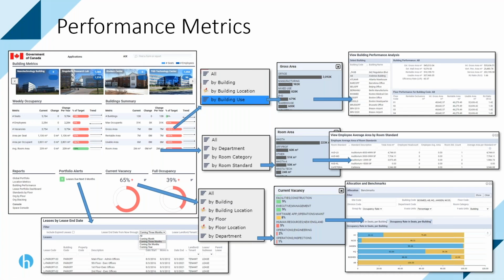So you'll see that there are a series of metrics on this page related to, for example, weekly occupancy and the number of seats or the number of employees you have, the average area per seat, total area, whether it's gross or rentable or usable, number of occupants that can fit in the building, leases coming due in the next month, vacancy rates, all sorts of things.